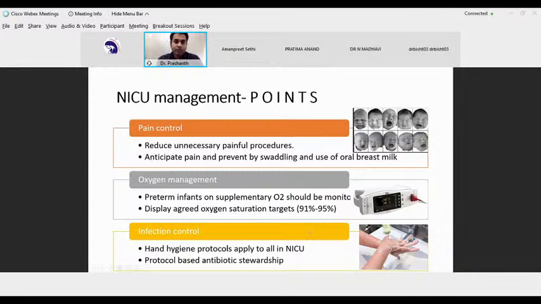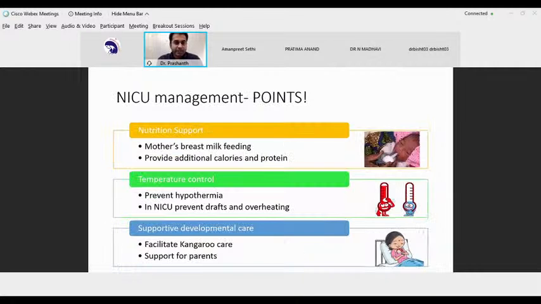Again, infection control, one of the most important aspects in NICU care. Some of them are hand hygiene protocols, which apply to all NICUs, and protocol-based antibiotic stewardship. So with this we can control infection, thereby prevent ROP.